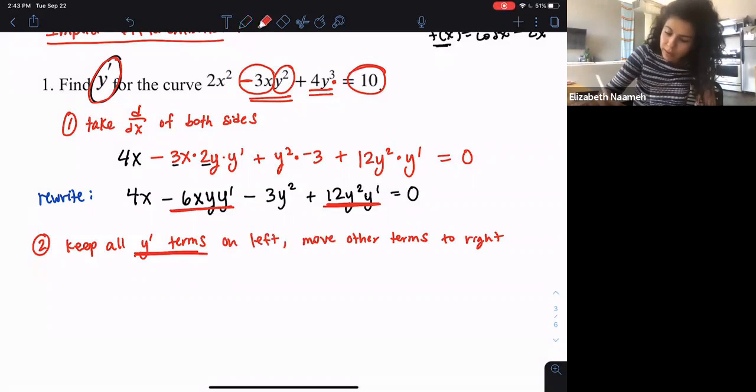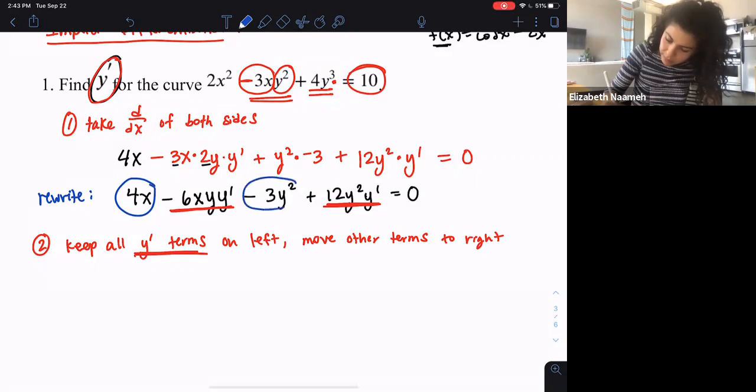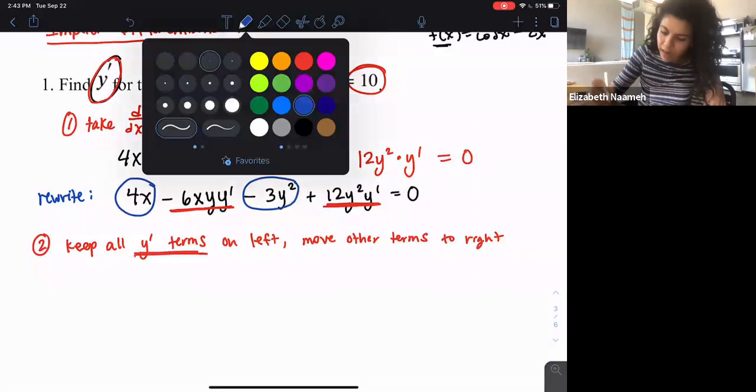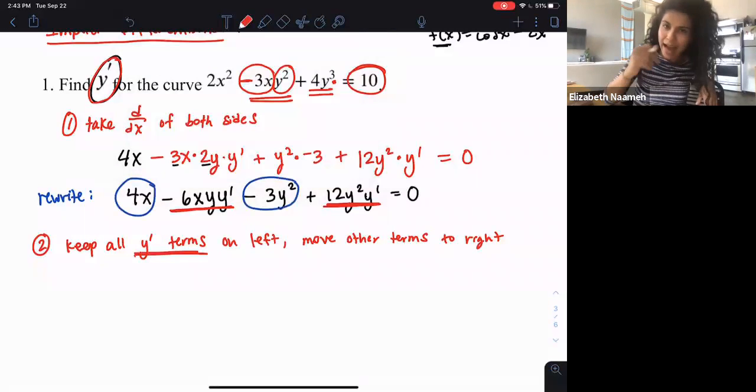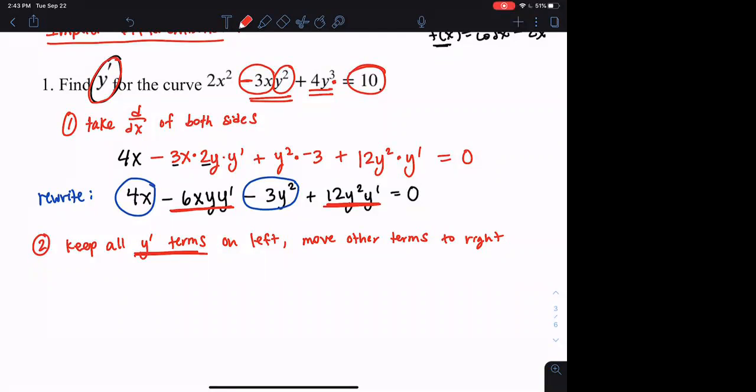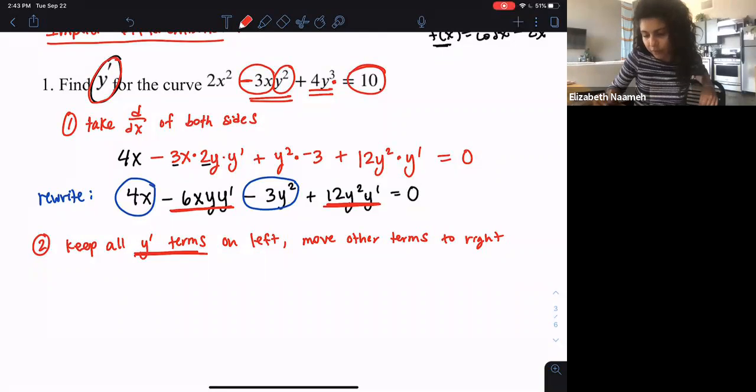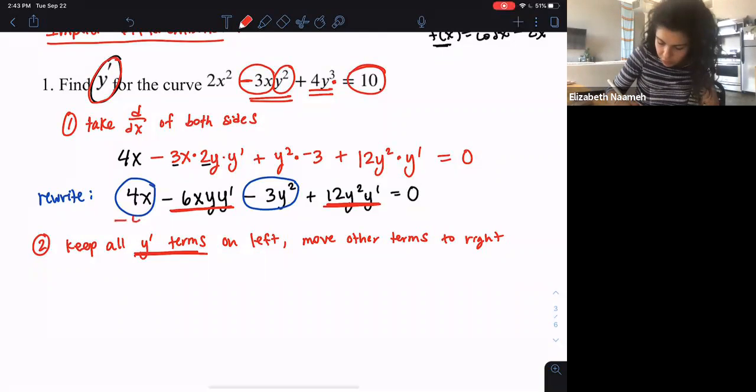So I'm going to move what I'm circling in blue. I need to move my 4x, and I need to move the negative 3y squared. So how should I move the 4x? Adding, subtracting, multiplying, or dividing? Not divide, because you don't want to divide up. Subtract 4x on both sides.